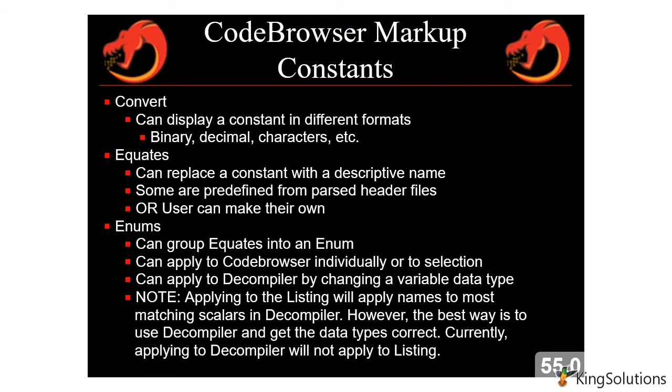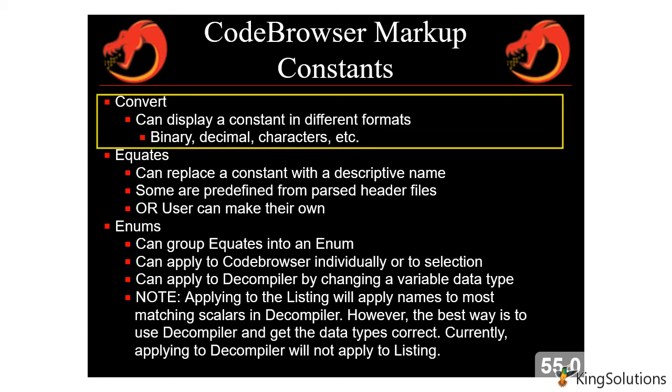Code browser markup. Constants. Convert. The convert action only appears on the right-click mouse menu if the cursor is on a constant operand. It only works on the current scalar. It can display a constant in different formats such as binary, decimal, and characters, etc.